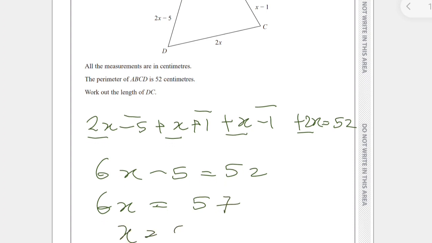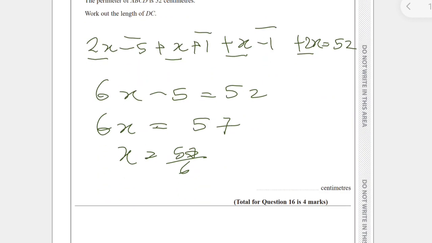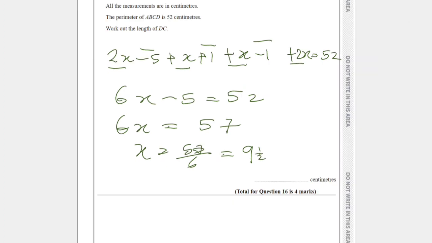Then x would be 57 divided by 6. 6 times 9 is 54, then 3 over 6, which is half. So given that x is 9.5, what will be the length of DC? As you can see, DC is 2x. So that implies 2 times 9.5, and that will equal 19 centimeters. So the answer is 19 centimeters.